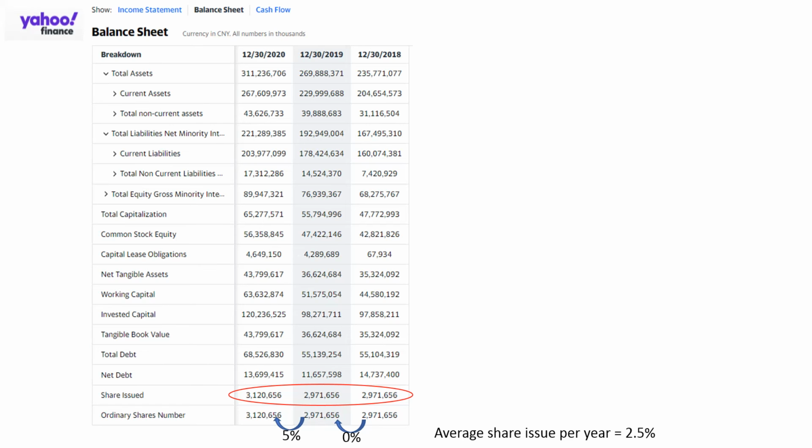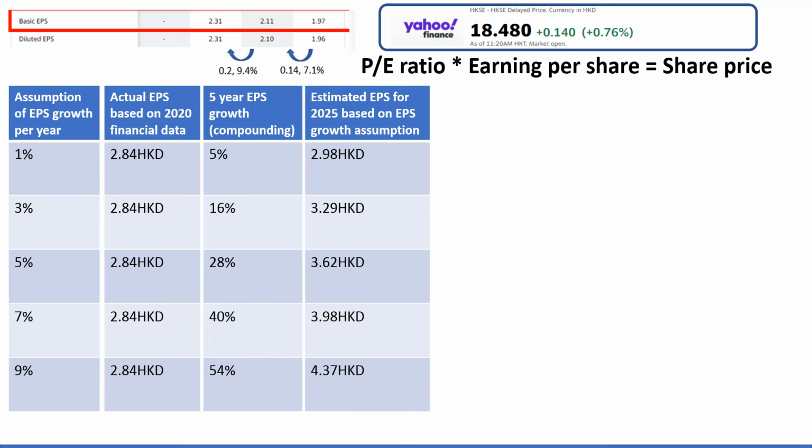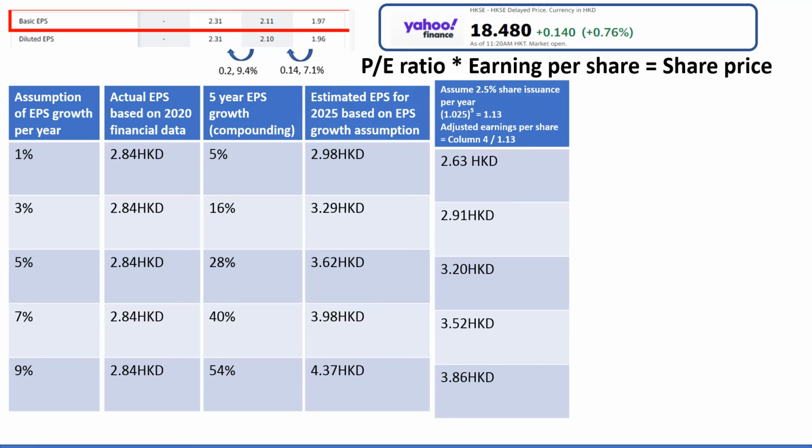For this stock, I will estimate that the company will issue 2.5% of new stocks every year by taking the average increase over the last 3 years. You can find the increase in shares issued by the company in the balance sheet section of a stock on Yahoo Finance. Taking the same illustration shown in part 1 of the tutorial, I will now add one more column to calculate the adjusted future earnings per share of the stock after share issuance.